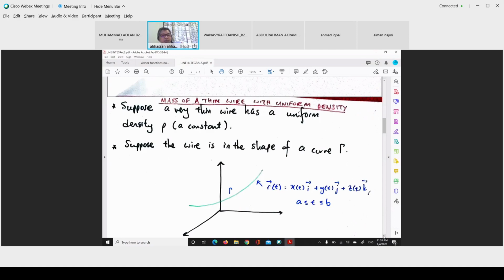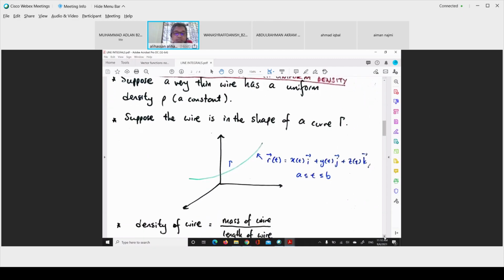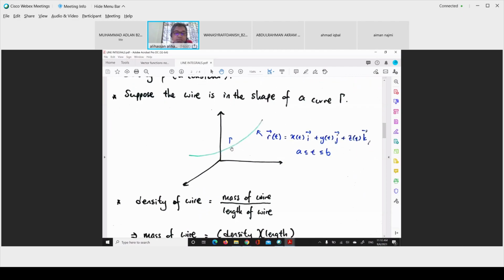Now I wish to introduce to you another related integral. Suppose we have a very thin wire in 3D space, represented by this position vector r of t. We want to find the mass of a thin wire with uniform density. Suppose the wire has a uniform density. That means the density is constant throughout this wire gamma.